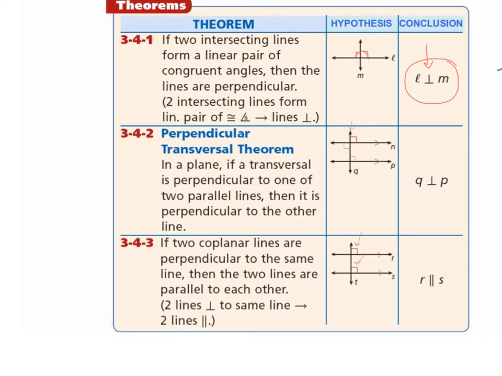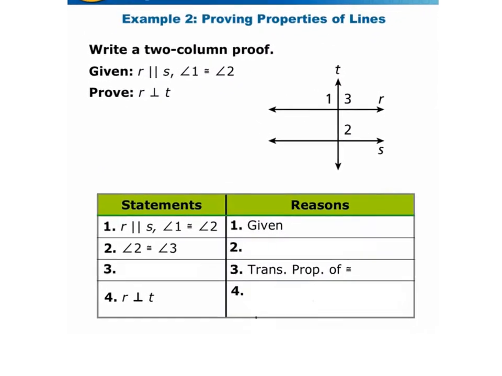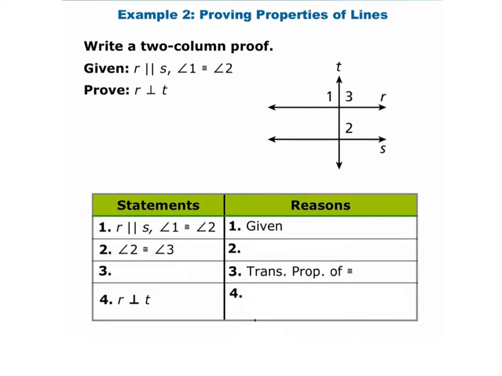Now we're going to do some proofs involving these theorems. This is what we would write. Two intersecting lines form linear pair of congruent angles, then the lines are perpendicular. So given that R is parallel to S and angle 1 is congruent to angle 2, how would we prove that R is perpendicular to T?